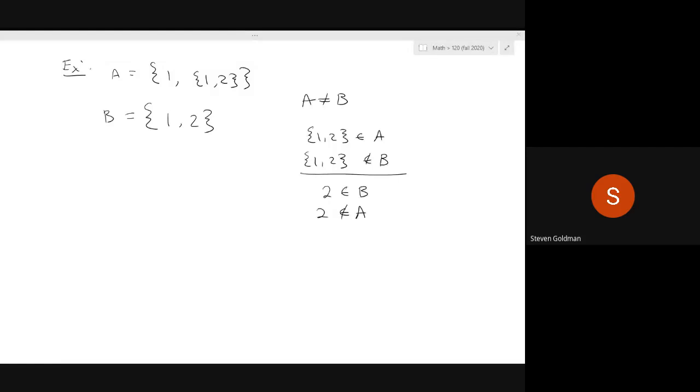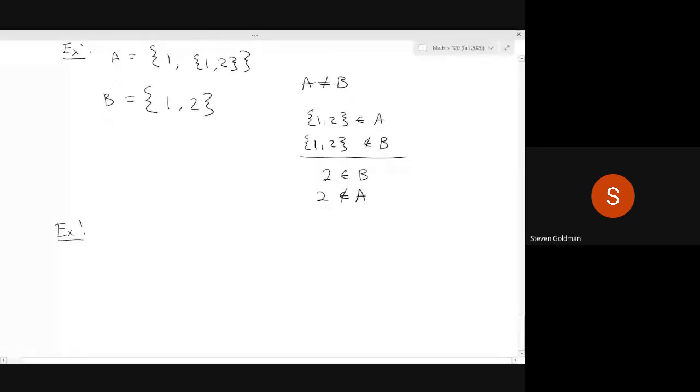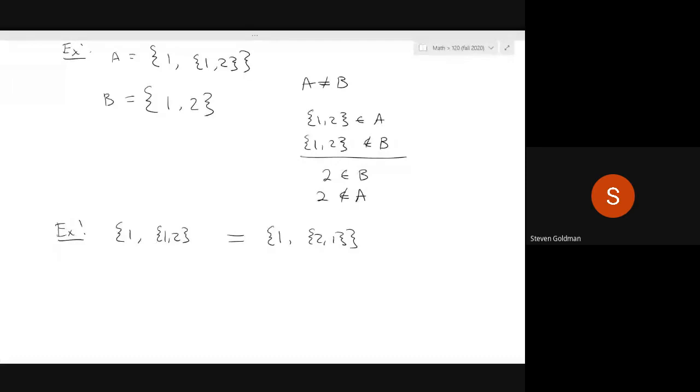Would those be equal? Yes. So somebody wrote here in the chat, would these two sets be equal? Let me write them out. And the answer is yes, they would be equal, because the order does not matter. So if I put 1, 2 or 2, 1, that's the same thing.